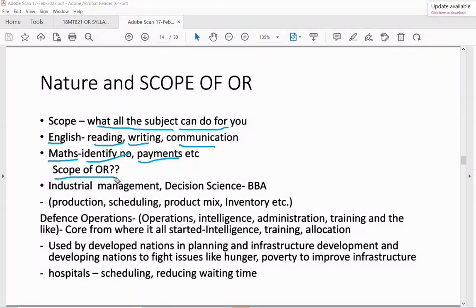What is the scope of this OR? All these are the needs. Those three must be required. Then only I can represent operation research in a systematic manner as a theory of operation. What is the scope of this OR? Especially from the industrial management point of view, then decision science point of view, which are to be defined in the operation point. Where is it used?